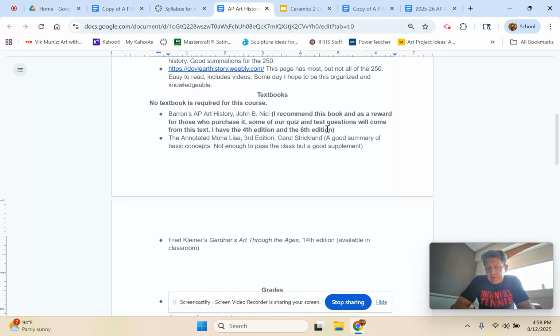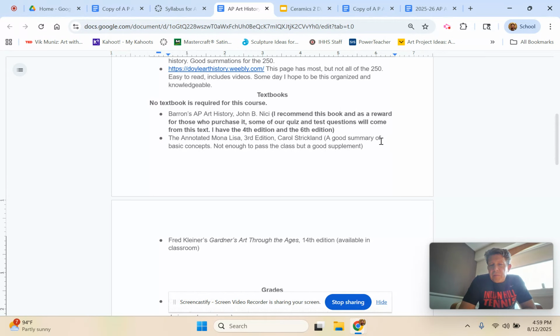We have a copy in the room, actually 2 copies, that you can look at any time. But if you do get that book, as a reward for having that, I will be taking quiz questions and test questions from their practice quizzes and tests. So when you take those quizzes and tests, you will see some of the questions that are in the Barron's AP Art History text. The annotated Mona Lisa, we also have copies in class.